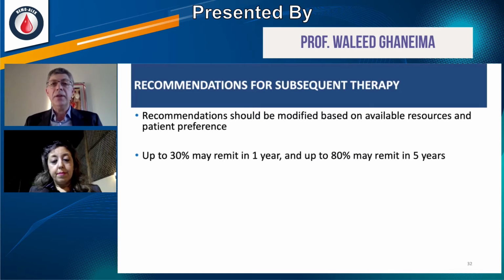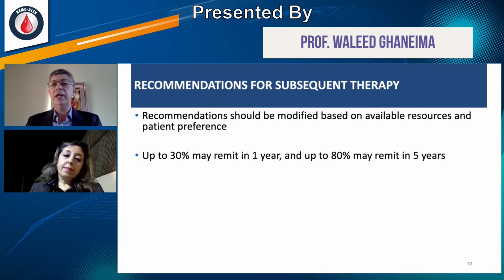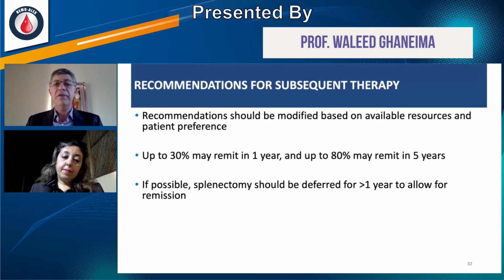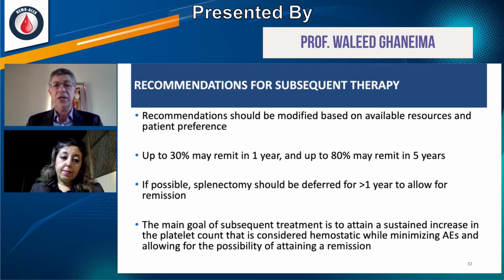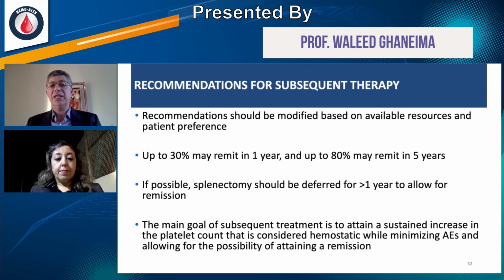How about subsequent therapy? We know that up to 30% may go into remission in 1 year, and up to 80% within 5 years. And if possible, splenectomy should be deferred for more than 1 year. This is the same as the ASH guidelines. The main goal of subsequent treatment is to attain a sustained increase of platelet counts. This is the most important thing: to keep the patient at a safe platelet level and hope that the patient will go into remission.